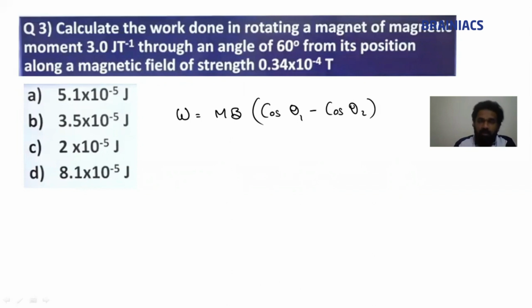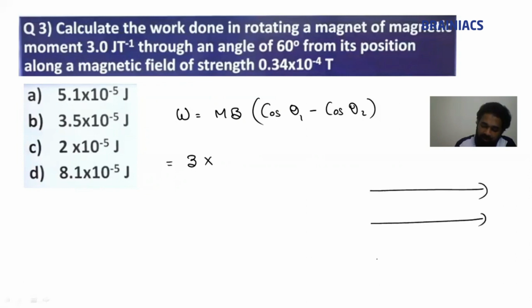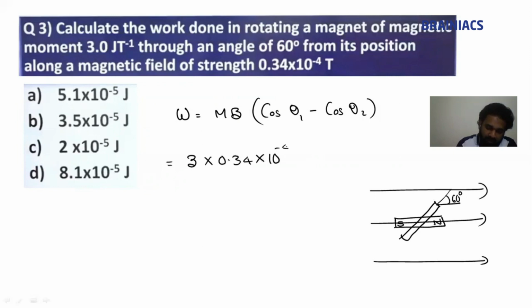Calculate the work done in rotating a magnet of magnetic moment 3 through an angle of 60° from its position along the magnetic field. So initially, suppose this is the magnetic field, from its position along the magnetic field. So this was the position, south, north. So from this, it is changed to what? 60 degree. So B is given as 0.34 into 10 raised to minus 4.